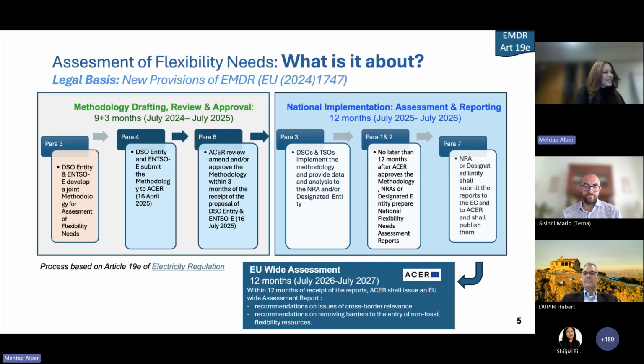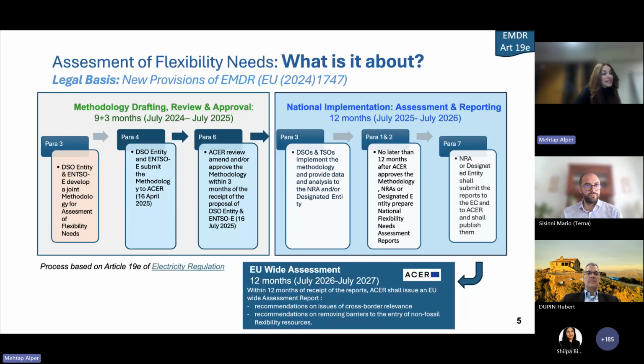Looking at the background of this flexibility needs assessment process, this was introduced last year in July as part of the electricity market design reform. The FNA methodology brings both a new responsibility for system operators, and at the same time, a valuable opportunity to support the energy transition as well. It provides a national outlook on necessary flexibility resources for secure and efficient operation of the future electricity system. And it's a multi-step process involving policymakers, system operators, and regulators.